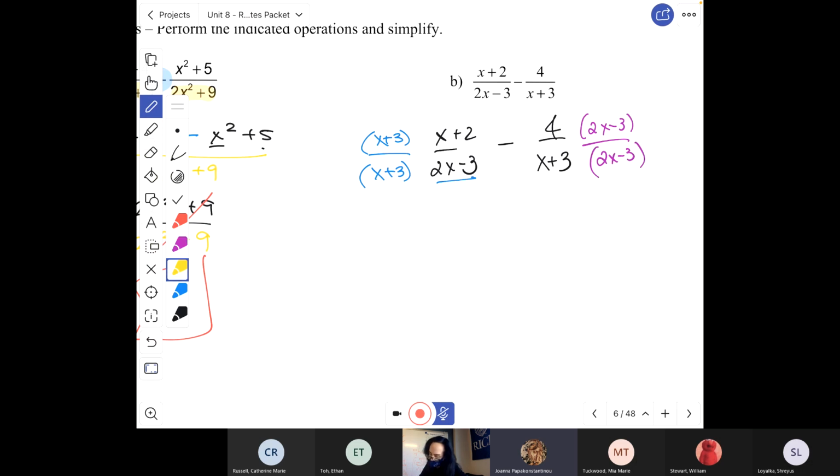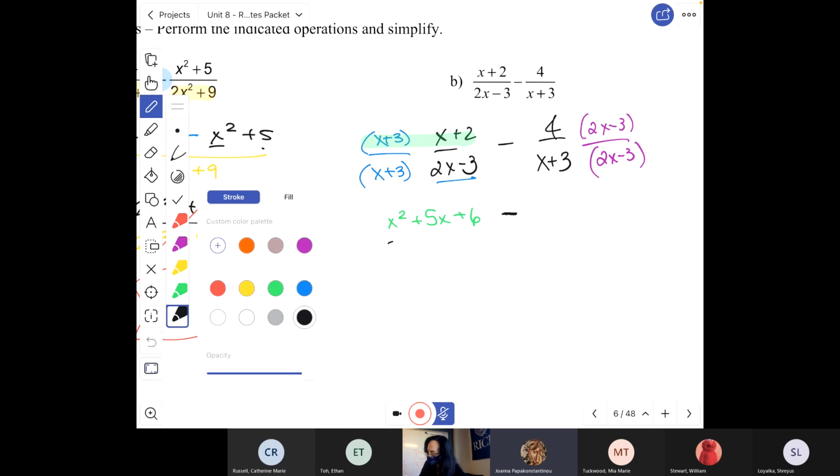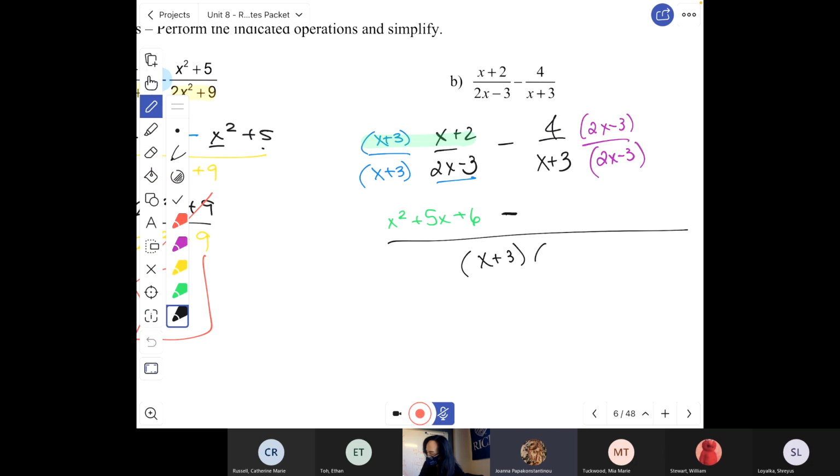Okay, now looking at this, what am I doing with those? Binomial times a binomial. What do I do? FOIL. So that's going to give me x squared. Can we do it in one step? Plus, minus. Since I now have a common denominator, can't I just do this? Because they have the same denominator. And then now let's distribute, shall we? And what am I going to get?